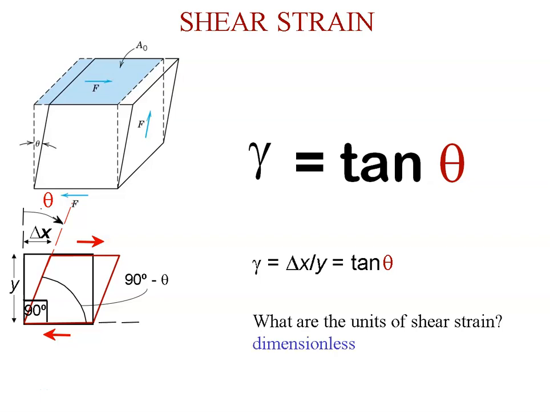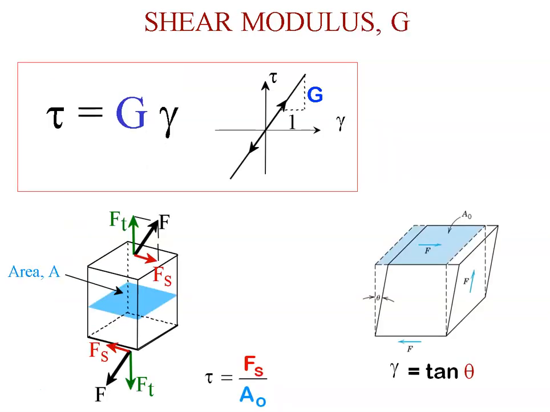It's dimensionless because it's basically a length over a length. Experimentally, we find that the shear stress tau is proportional to the shear strain gamma. The constant of proportionality is known as the shear modulus. Not surprisingly, when you apply larger shear forces, thereby applying a large shear stress, you observe a larger shear strain.